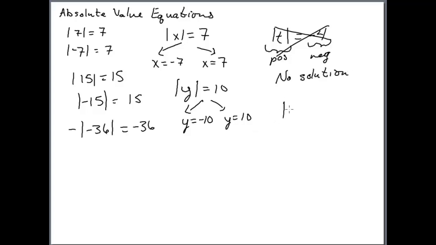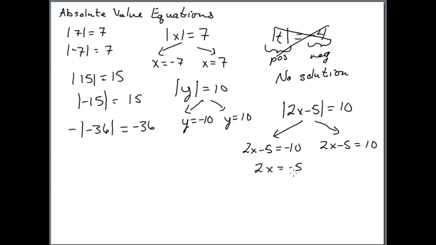So let's try one over here. If I have something like absolute value of 2x minus 5 equals 10. This is going to split so that the 2x minus 5 could equal -10, or we could have the 2x minus 5 equals +10. And we just solve these two equations individually. Add 5 and divide by 2. And over here, add 5, divide by 2. And there we have those two solutions.